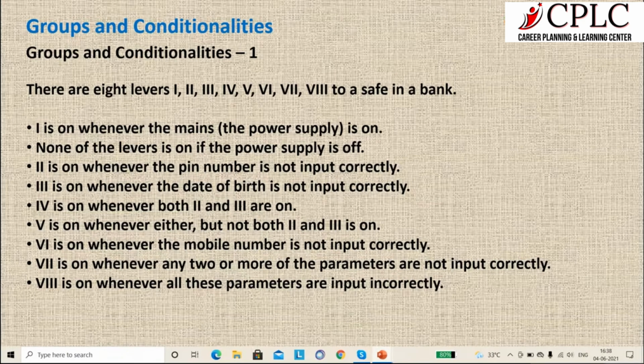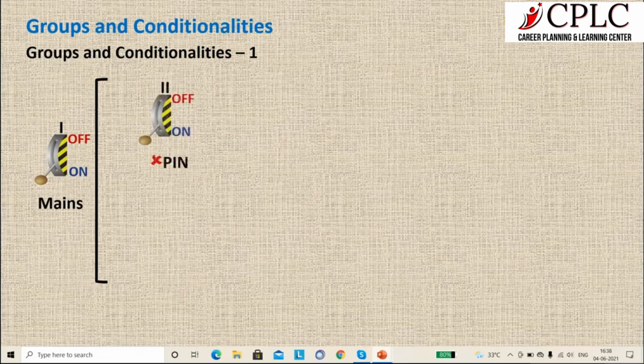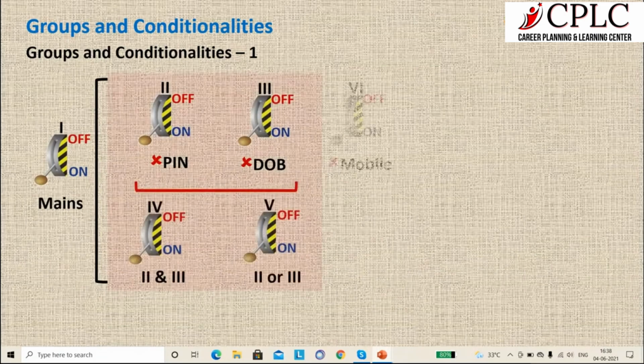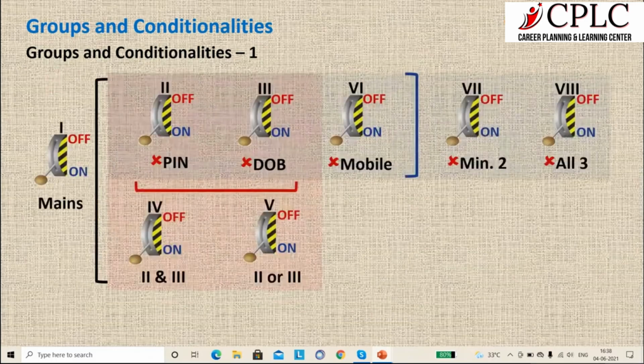Next condition, 8 is on whenever all these parameters are input incorrectly. Now let's move to the questions. So this is just a chart which gives us an idea about the conditions. The main power supply must be on for all the other levers to be on. And then the conditions follow.